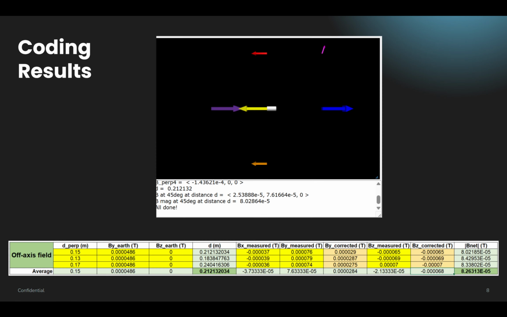These are the coding results. In the images, we can see how the magnetic field varies around the bar magnet. And in the next slide, we'll talk about the different magnetic fields we get at the 45 degree away position.